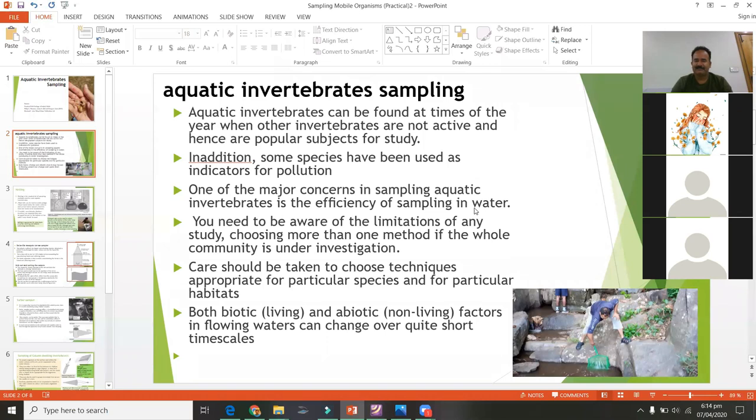There are several techniques which are used for the sampling of macroinvertebrates. Some are specific to the particular habitat of the organism. Some techniques are generally used for common water dwelling macroinvertebrates. Both biotic and abiotic factors influencing water and ponds influence the water quality and macroinvertebrate distribution in an ecosystem.